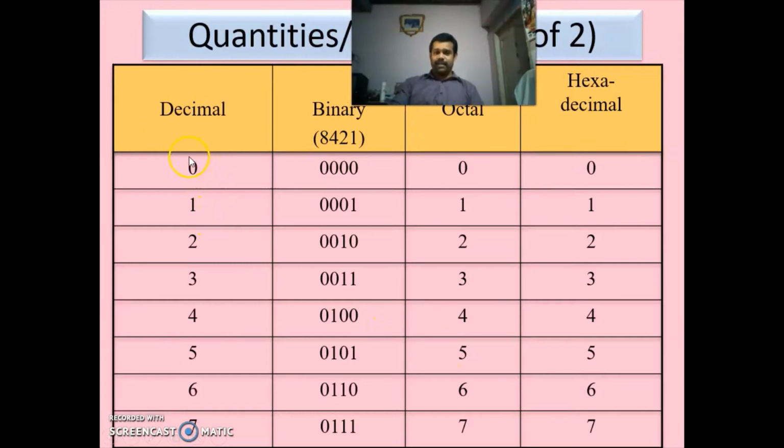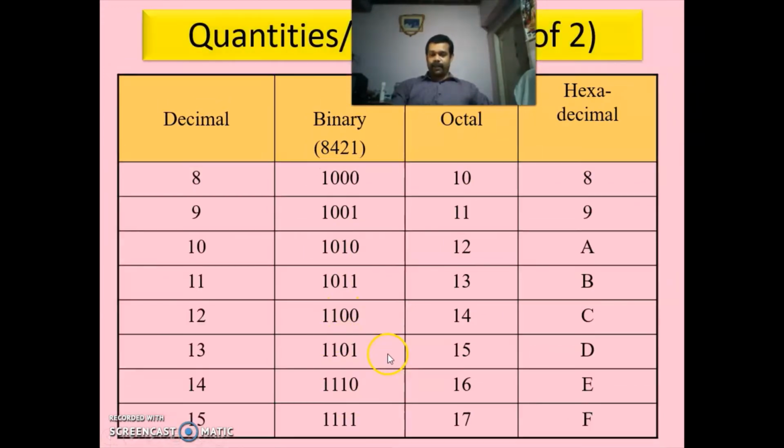Next, this is decimal number 0 and how we represent it in binary. 0000 is the binary representation of decimal 0. In octal, it is represented as 0. Similarly, in hexadecimal, it is represented as 0. Decimal 1 is represented in binary as 0001, in octal as 1, and in hexadecimal as 1. Similarly, 2, 3, 4, 5, 6, 7.